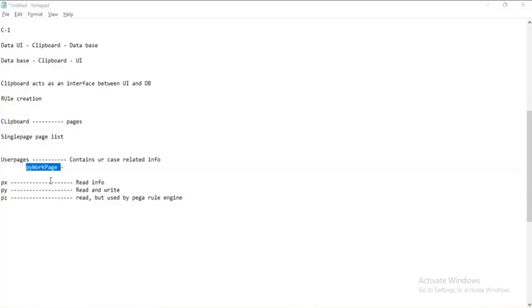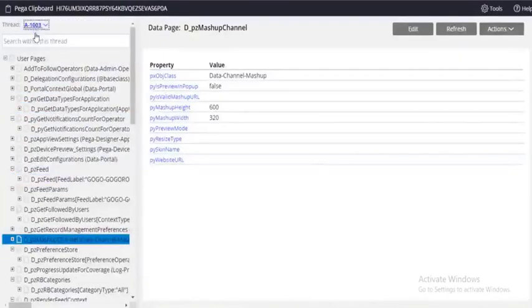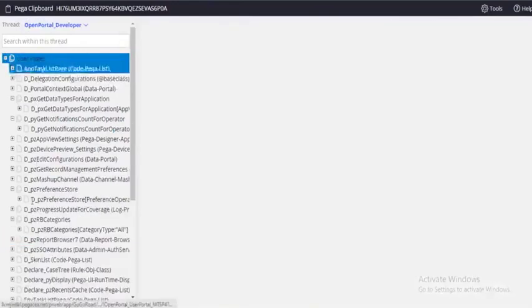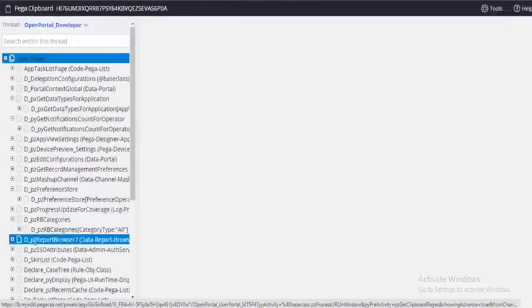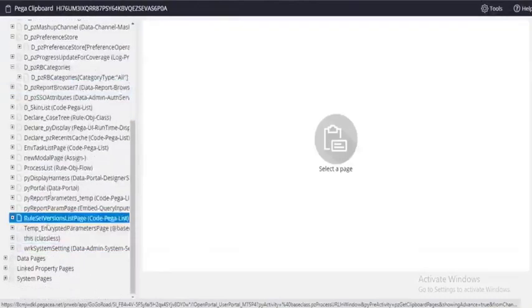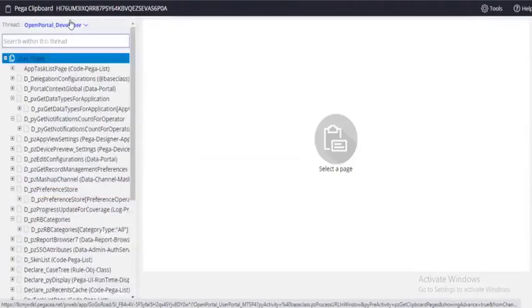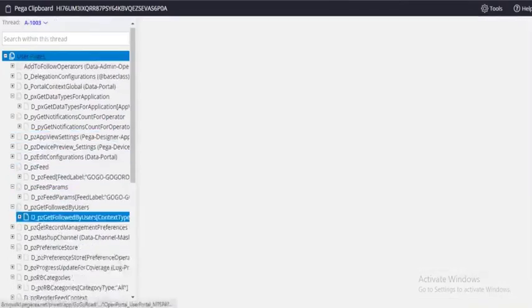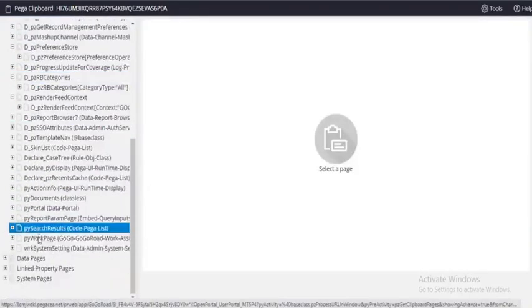Whatever case you are opening is based on the thread. If you change the thread, this thread will not have pyWorkPage. If you see here, there is no pyWorkPage here. pyWorkPage will only be present for your case. Here you will have the pyWorkPage. This one.